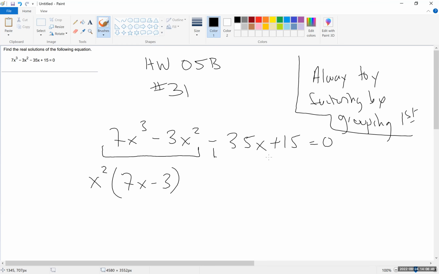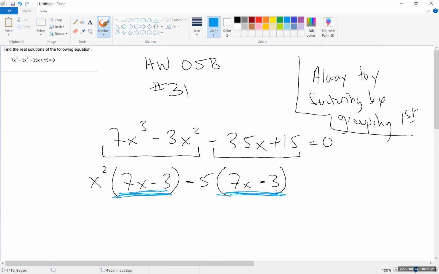And then in the second two terms, because the first term is negative, we're going to factor out a negative, and they both have a 5 in common. So we're factoring out a negative 5. What we're left with is negative 35 divided by negative 5, which is 7, so we've got 7x. And then 15 divided by negative 5 is negative 3. This is how you tell that factor by grouping works: when you have two of the same things in parentheses, factor by grouping worked.